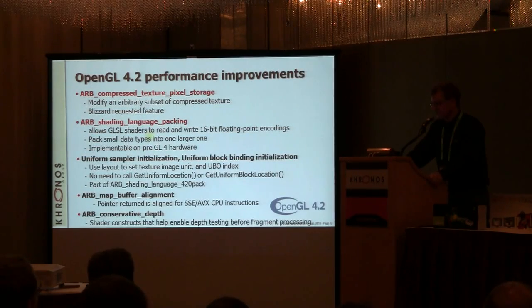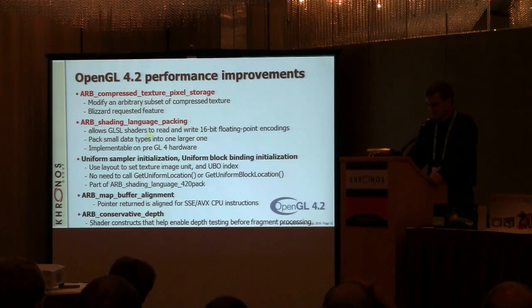Performance improvements. Compressed texture pixel storage. This allows you to modify an arbitrary subset of compressed data that you already have in host memory and download it directly. Blizzard actually requested this feature and we put it in 4.2. Shading language packing, I like this one too. You can put smaller data types like 16-bit or 8-bit data types and pack them tightly into a larger data type, uint32. More on that a little bit later.